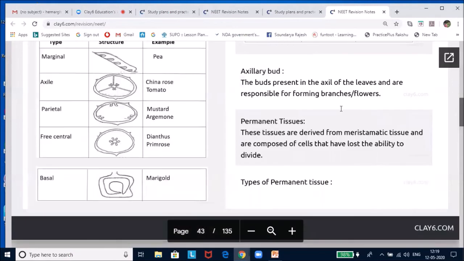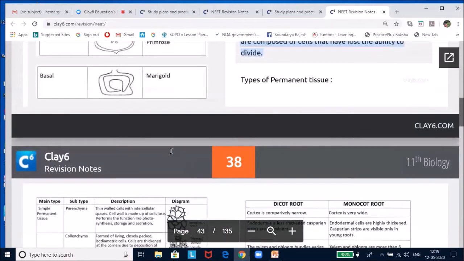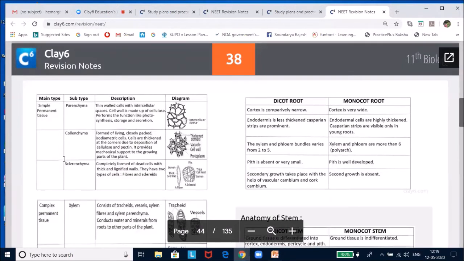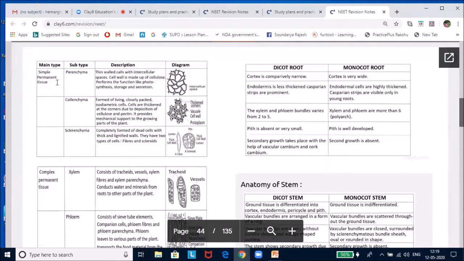Now let us look into the permanent tissues. These tissues are derived from the meristematic tissue and are composed of cells that have lost the ability to divide. They have undergone differentiation into mature cells, and these tissues are called permanent tissues. Depending upon the kind of cells, they can be classified as simple permanent tissue or complex permanent tissue. Simple permanent tissues are made up of only one kind of cell. That is why they are called simple permanent tissue.